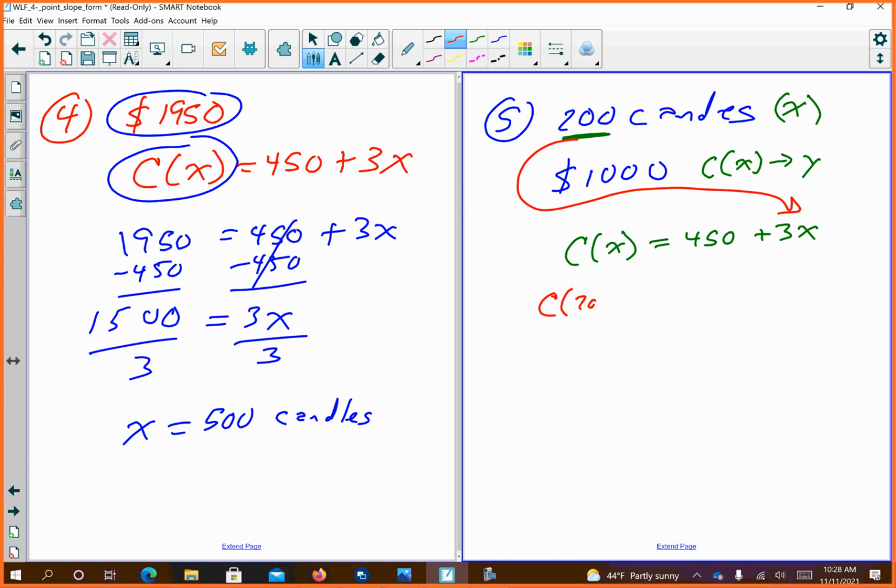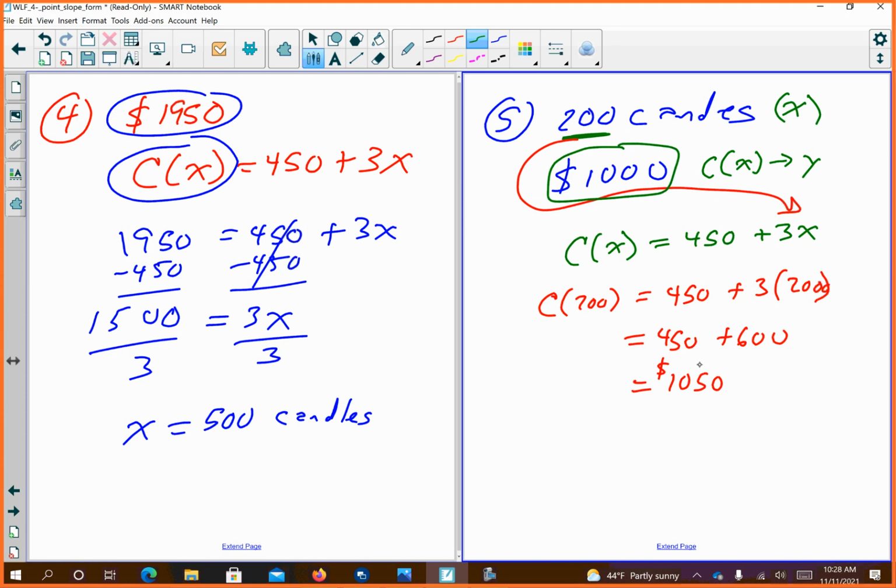So C at 200 is equal to 450 plus 3 times 200. So 450 plus 600. So that comes out to 1,050. So let's say your employee says, oh, you want 200 candles, and that's going to be $1,000. Did your employee underestimate what they should be charging, or did they overestimate? We'll take a look at this 1,000.